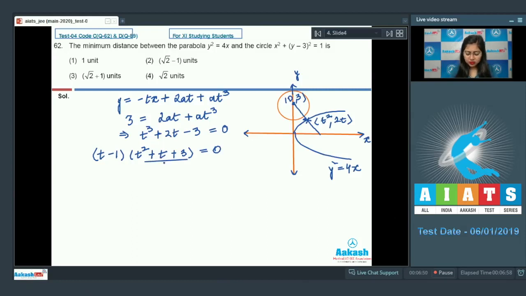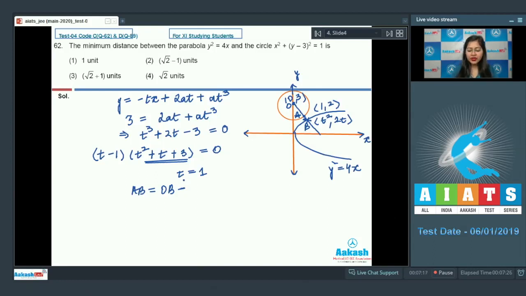Now this quadratic equation gives complex roots. So the only value of t that is satisfying this cubic equation is t equal to 1. Hence the point on the parabola is (1, 2). Now to find the minimum distance, let us say this is O and this is A and this is B. So the minimum distance is AB, which will be equal to OB minus OA.